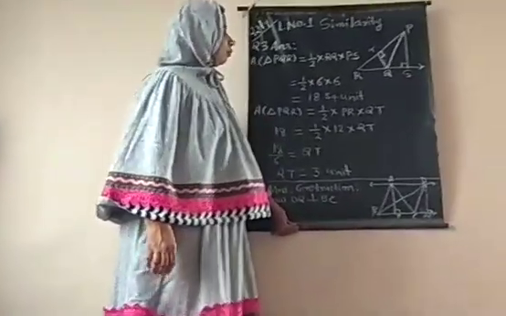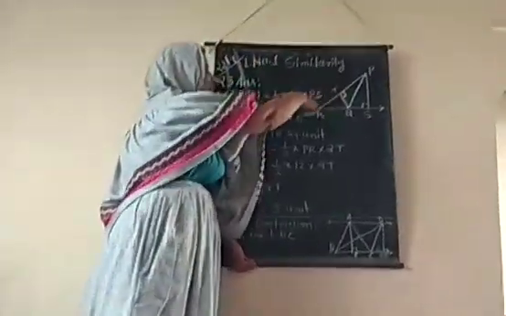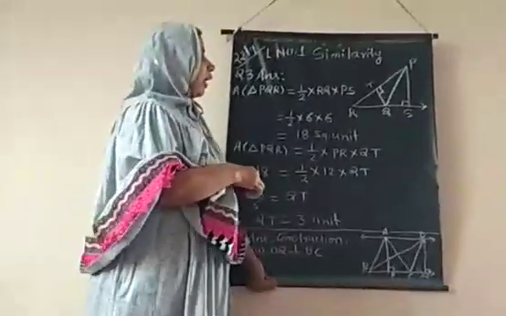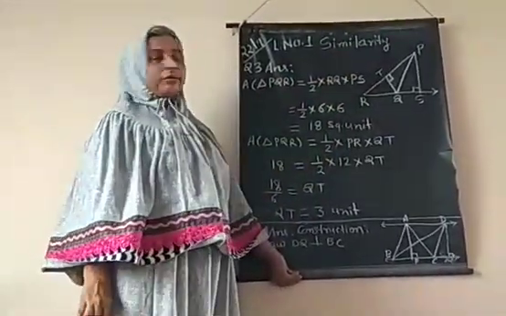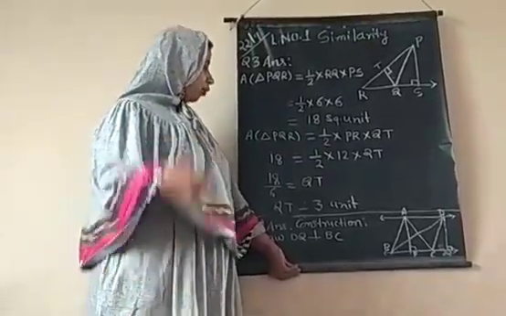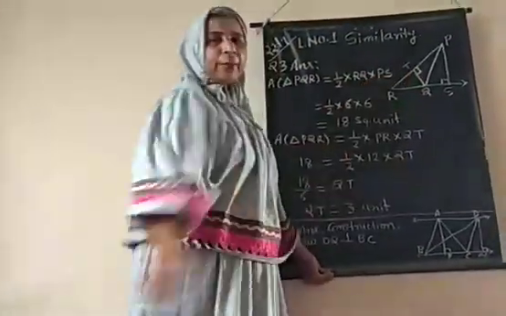In this question, PS is the height for RQ and QT is the height for base PR, and we are going to find out the length of QT.